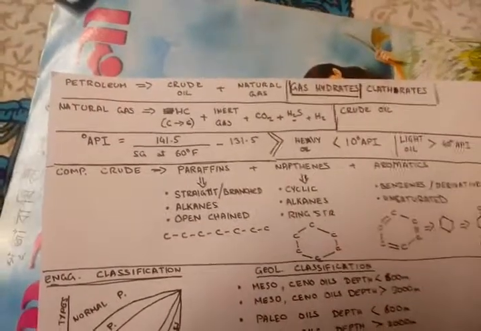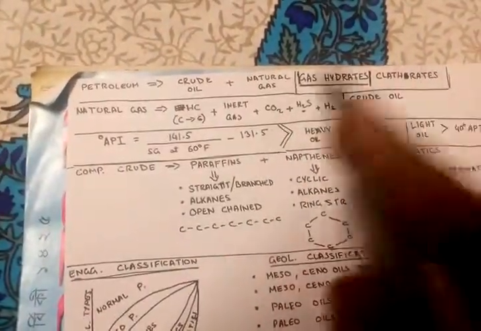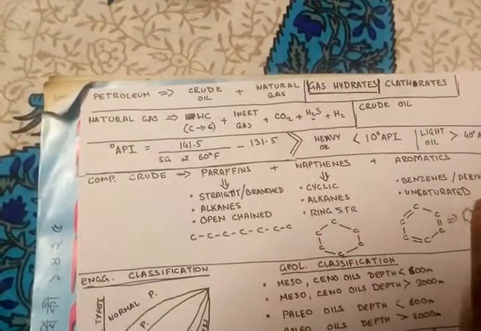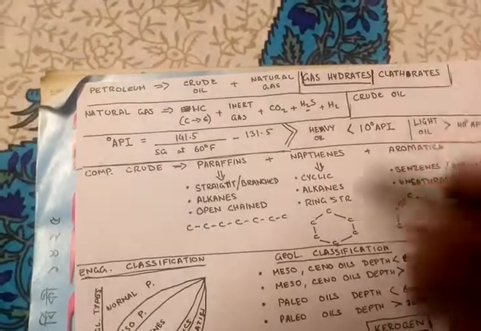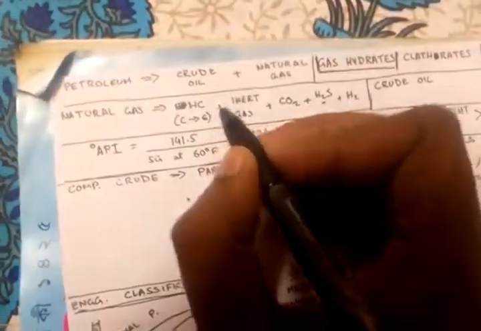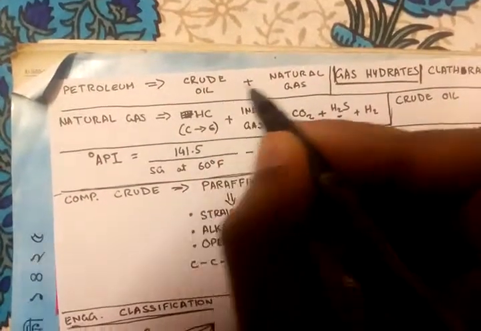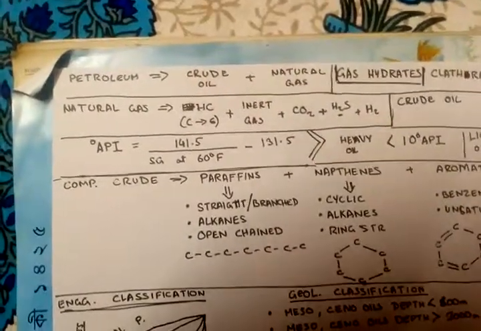Okay, so we are going to mainly study petroleum. First of all, this video is just for revision purposes, so I'm assuming that you know most of the stuff, and I'm going to explain everything. Petroleum consists of mainly two elements: number one, crude oil, number two, natural gas. We want to see both of them in terms of their properties and compositions.